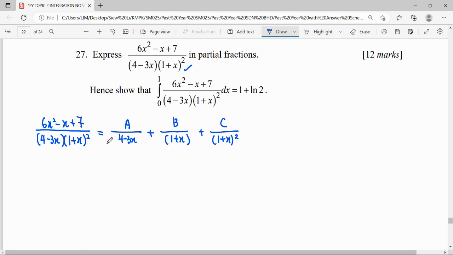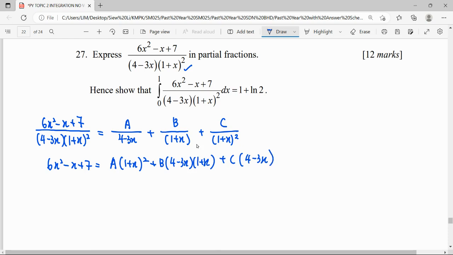Then we're going to make an equation. We equate the numerator, 6x squared minus x plus 7, to a times the factors that it doesn't have. So you need to multiply by 1 plus x squared. For b, you need to multiply by 4 minus 3x and another factor that it doesn't have, 1 plus x. And then for c, you multiply by 4 minus 3x.